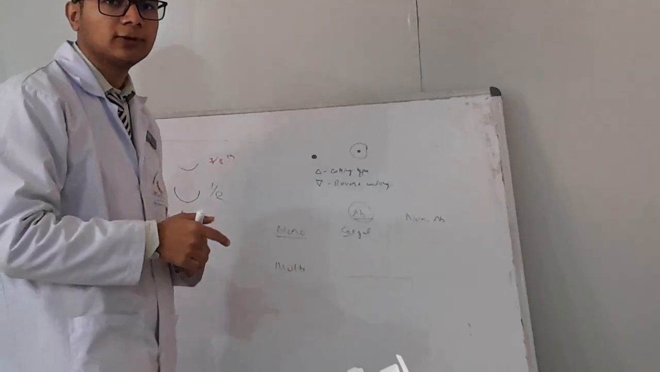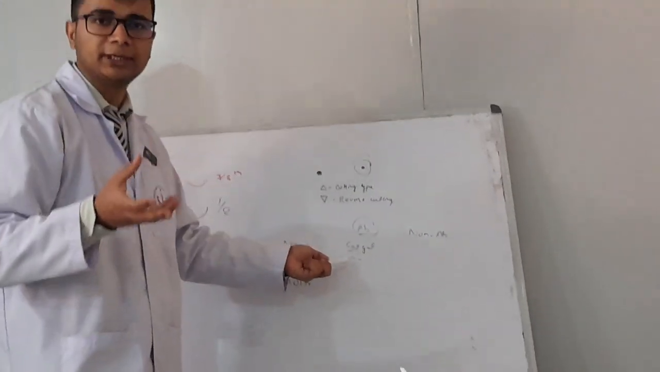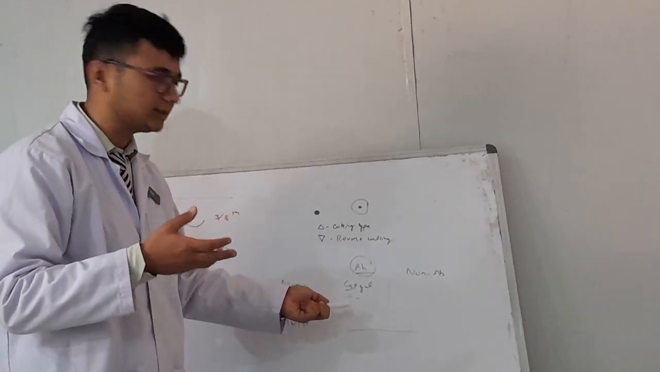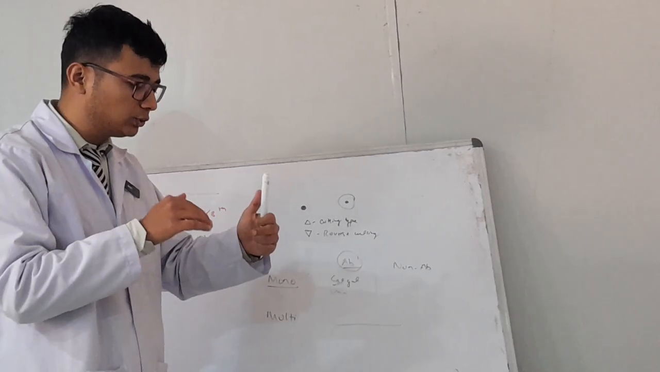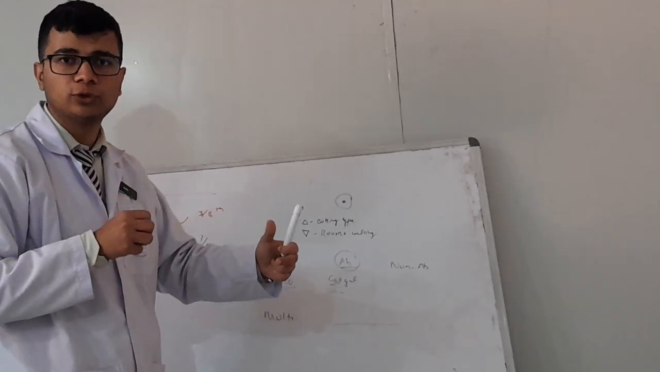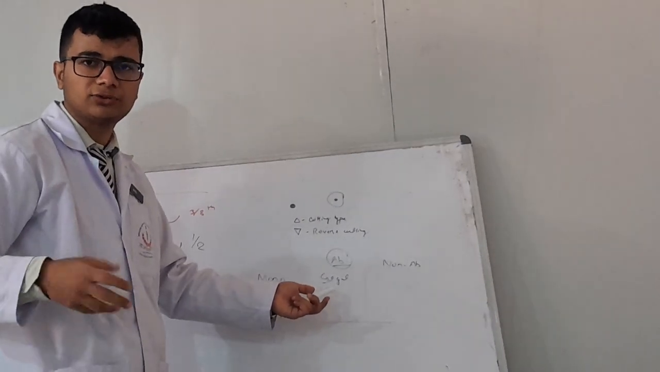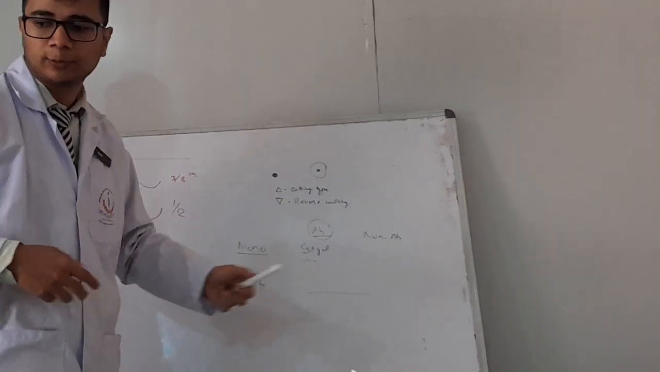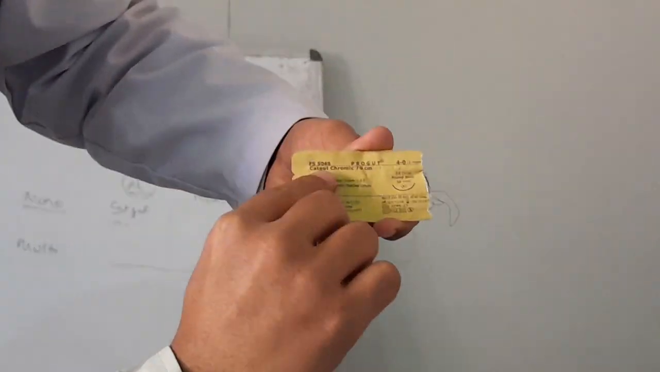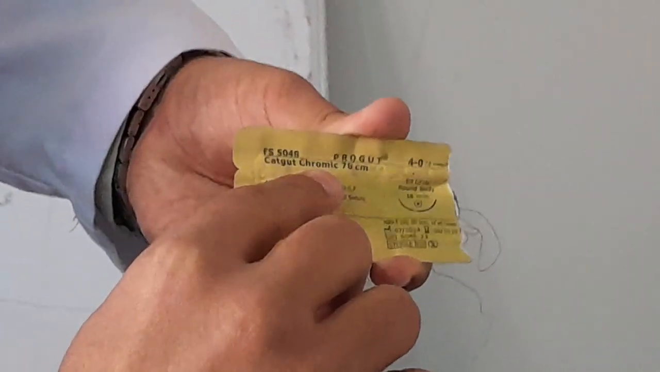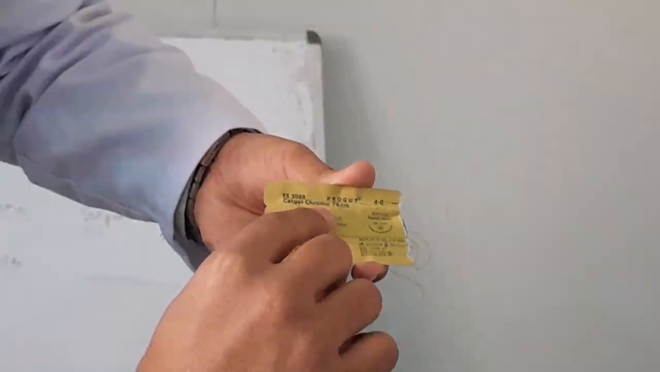And another type of monofilament absorbable suture is chromic catgut. Chromium is a basic element, and when chromium salt is used with catgut type of sutures, what advantage do we get? It will be absorbed, but delayed for a few more days. Especially for intestinal re-anastomosis, chromic catgut type of suture can be used. Here you can see, this is catgut chromic. This is a monofilament absorbable type of suture.